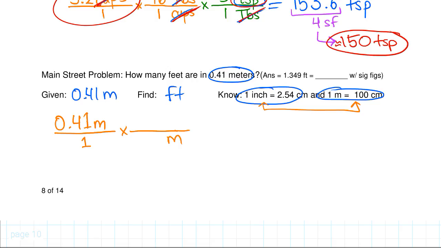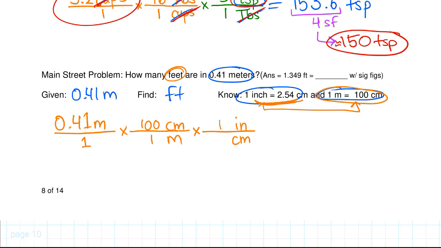meters to centimeters? If I'm going to go from meters to centimeters, I know that 1 meter contains 100 centimeters. Centi means hundredth. So there are 100 centimeters in a meter. I will cancel the units out later. I need to go from centimeters since I'm still looking for feet. Where can I go from centimeters? I can't go directly from centimeters to feet easily, but I can go from centimeters to inches because I do have a conversion factor. So centimeters to inches.